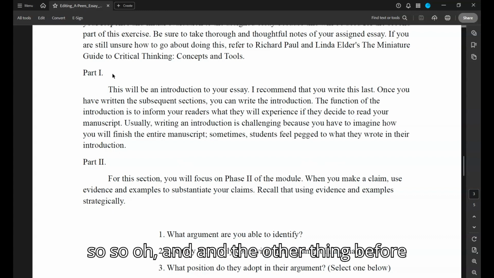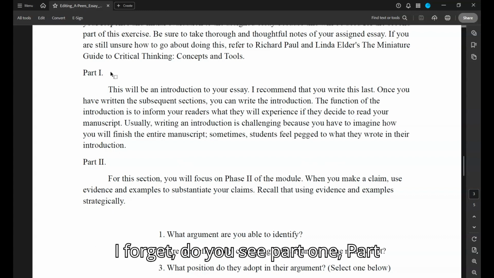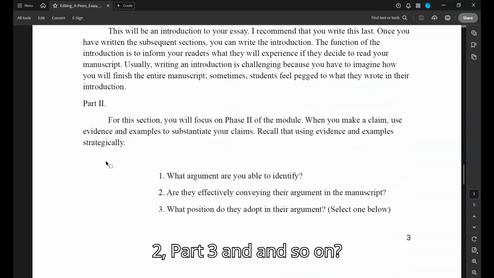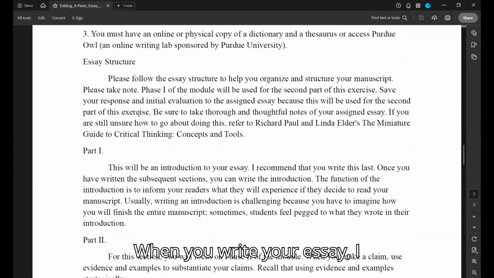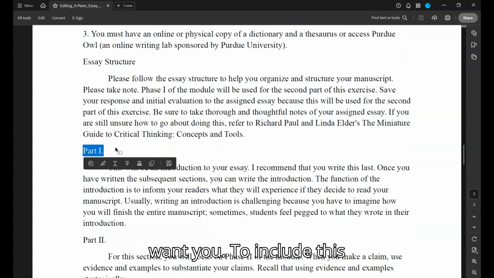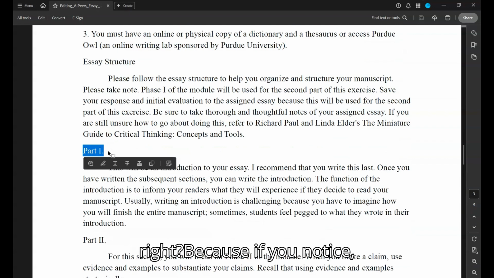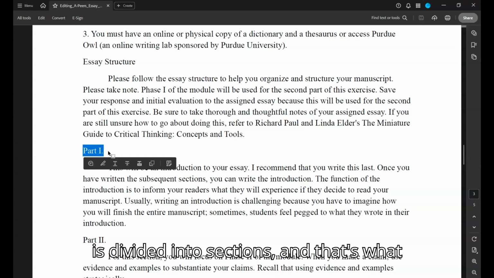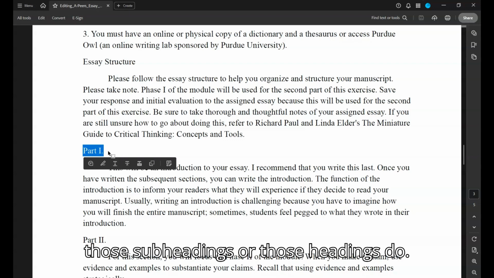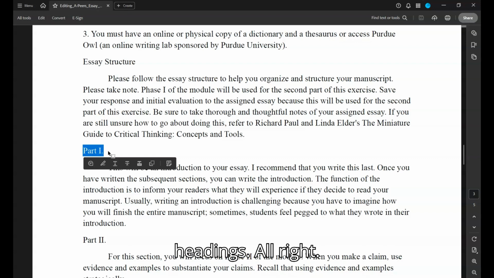Oh, and the other thing before I forget: do you see part one, part two, part three, and so on? When you write your essay, I want you to include these in the essay because it makes it easier for me to read. If you notice, in Colin Elder or in some of the other readings you might have in other courses, each essay or text is usually divided into sections, and that's what those headings do. So I definitely want you to include the headings.